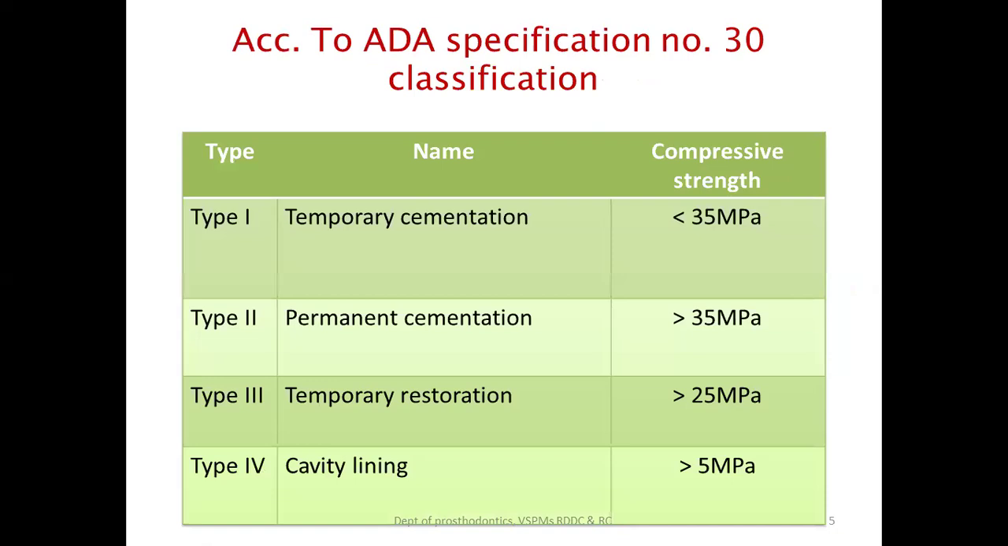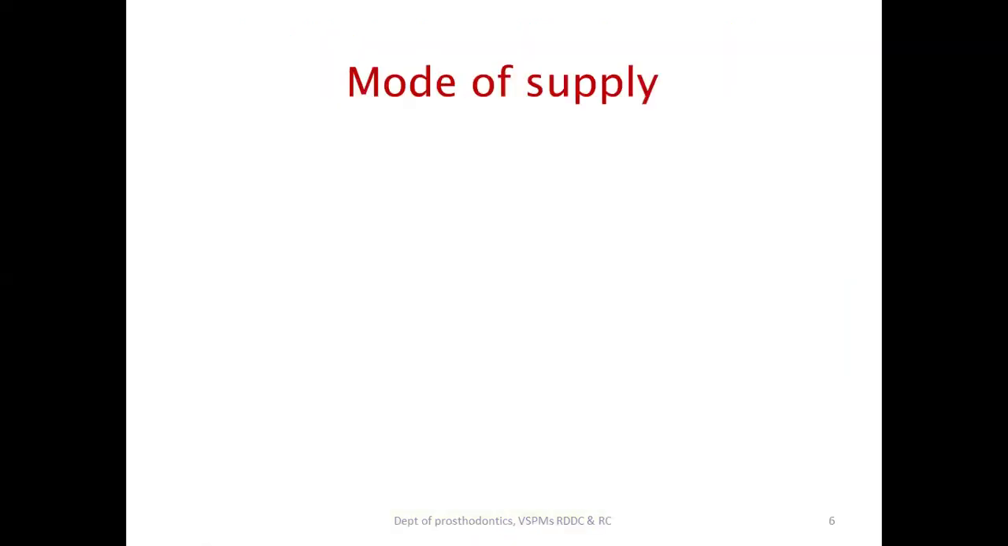The ADA specification number of the cement is 30. According to ADA specification number 30, zinc oxide eugenol cement is classified into four types, and you should know this, very important. Type 1 is temporary cementation. Type 2 is permanent cementation. Type 3 is temporary restoration, but type 4 is not permanent restoration. So this cement is not used for a permanent restoration. Please remember type 4 is a cavity lining type of cement.